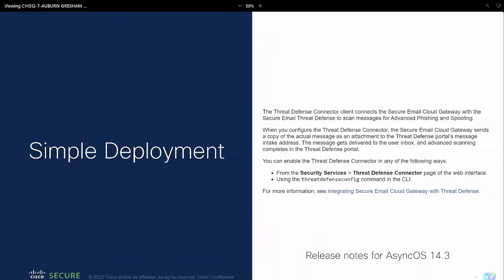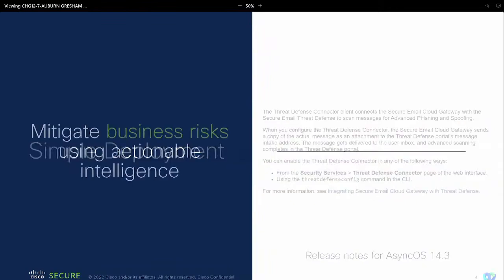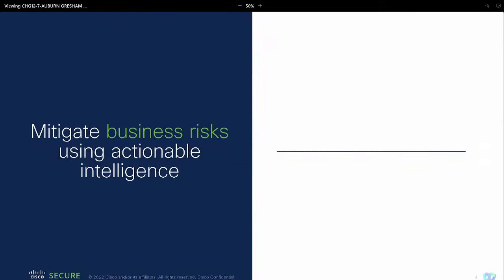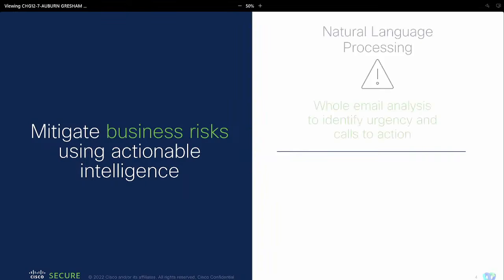Certainly, if you want to reach out to us and see a demo of email threat defense, we're more than happy to do that as well. You can get a free trial even on the cisco.com website. So, if you haven't heard this before, what are we doing in email threat defense? Well, we're trying to mitigate business risks. You can actually see the business risks on convicted emails in email threat defense.